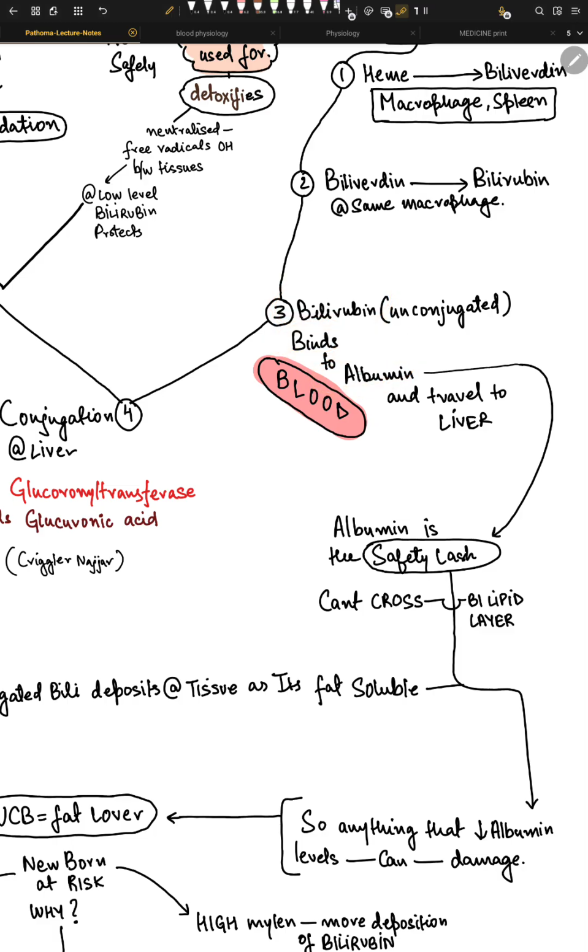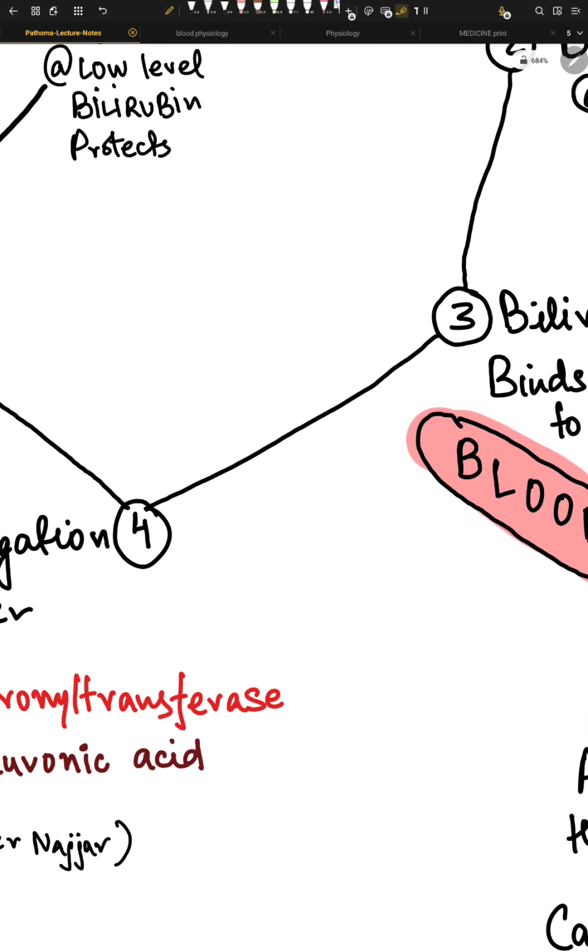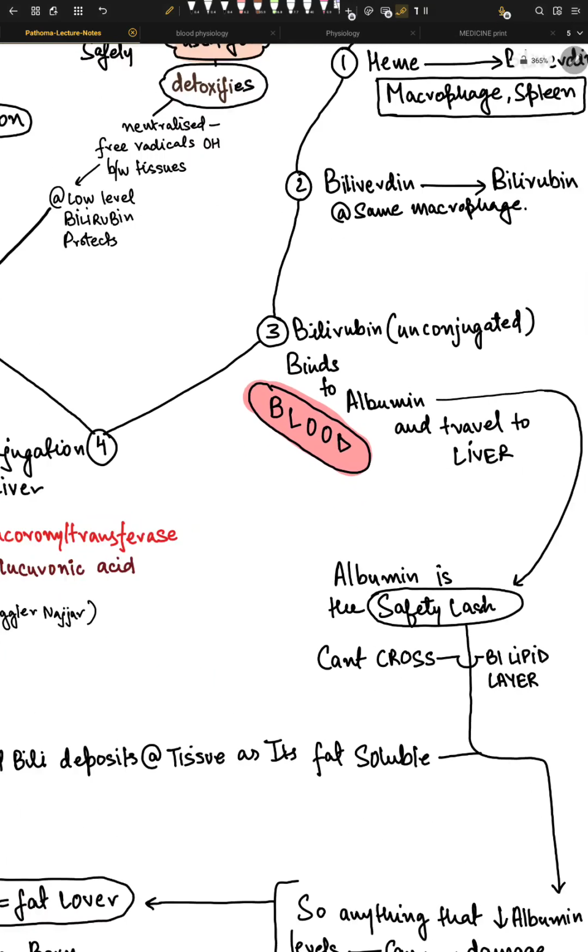And why do we even need to bind this bilirubin, this fat-loving, water-insoluble form, to albumin? Why? Because albumin is a safety latch, because this bilirubin is actually very toxic. It is fat soluble. It means it can freely travel between tissues, right? Why can it freely travel between tissues?